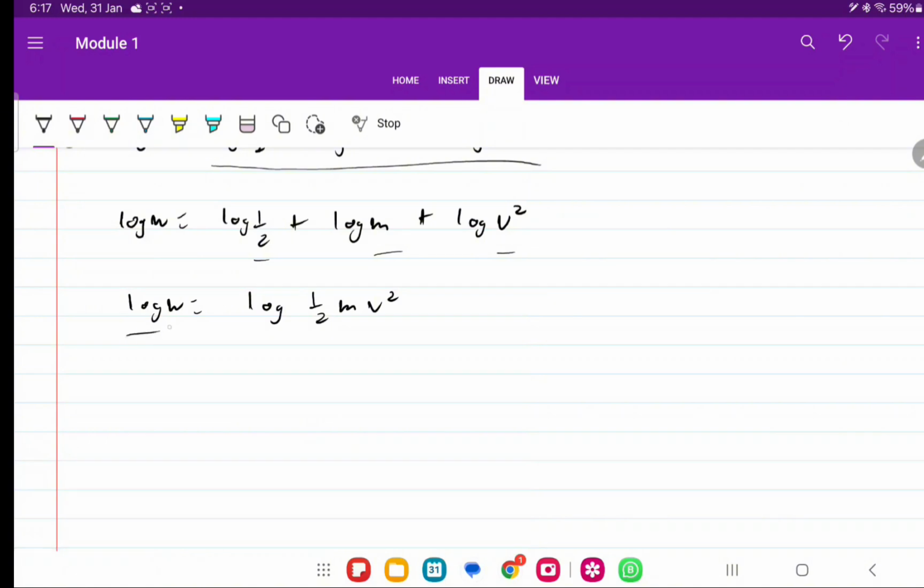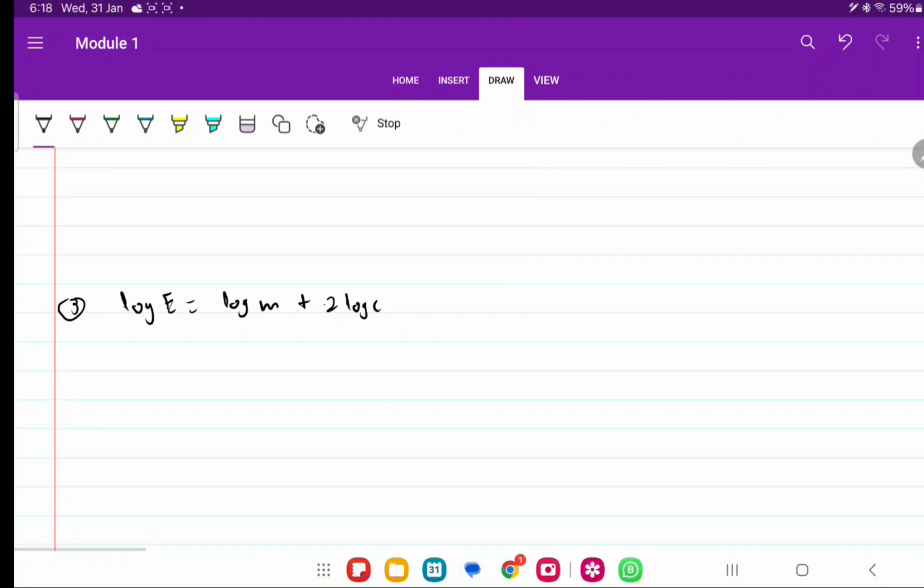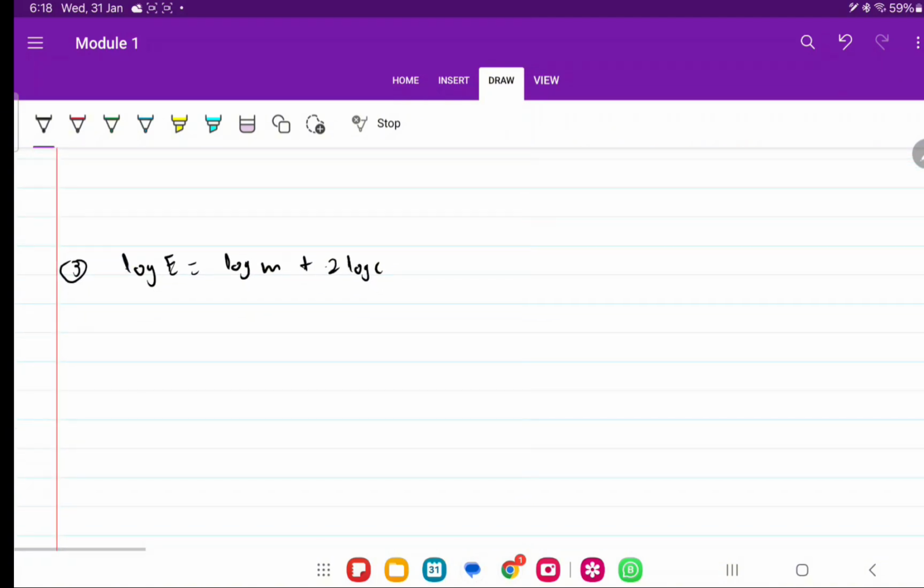And again, logarithms with the same base, therefore arguments must be equal. So w is equal to a half mv squared. And this should be a familiar formula. Now let's look at another one. I have the log of e is equal to the log of m plus 2 times the log of c.